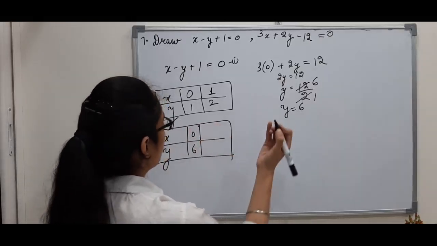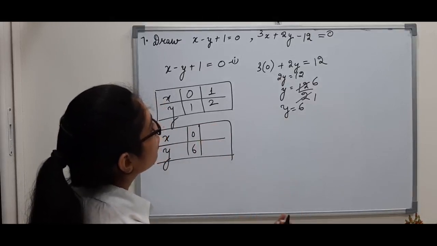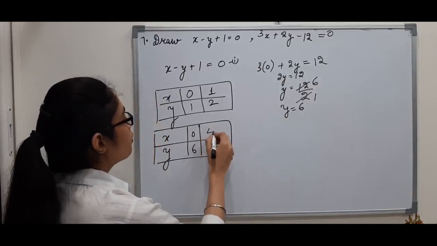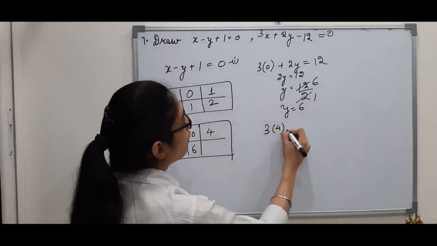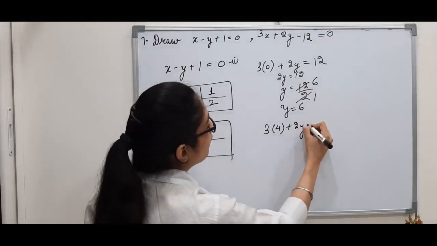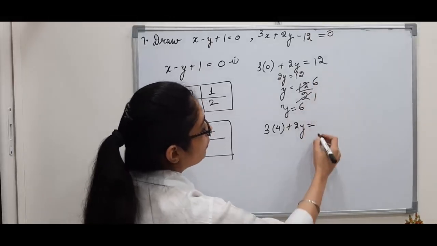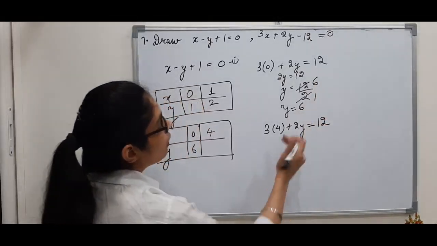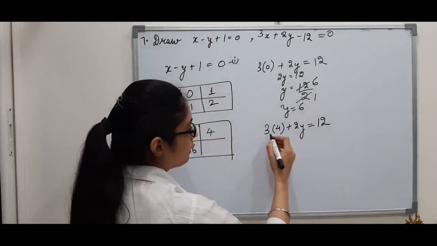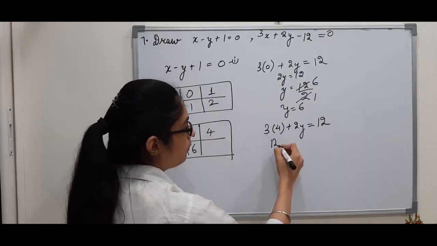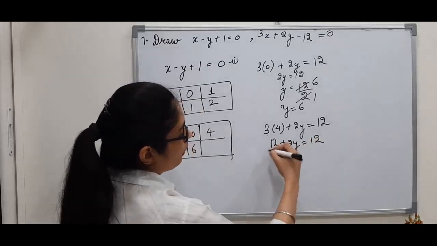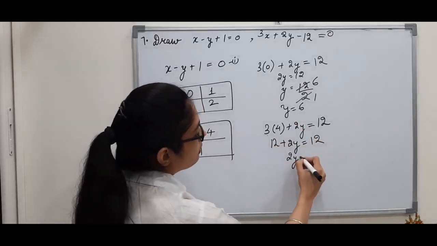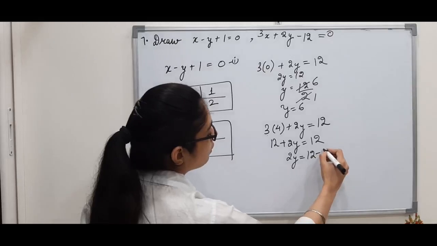Now we will put x equal to 4. So 3 into 4 plus 2y equals 12. Like previously, I will write the other side: minus 12 will be changed into plus 12. 3 into 4 is 12, plus 2y is equal to 12. So 12 I'll shift to the other side. 2y is equal to 12 minus 12.